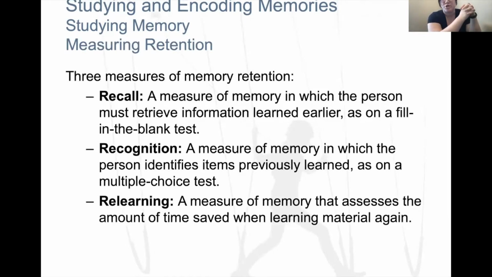So these are the 3 measures of memory retention. Recall, a measure of memory in which a person must retrieve information learned earlier. An example of this is a fill in the blank test. So you have a sentence and you have this one spot that's blank and you fill it in. That is an example of recall. Recognition is a measure of memory in which a person identifies items previously learned. An example of this is a multiple choice test. You have one question, you have 3 answers, and you're able to recognize this one is the answer that is correct. And then relearning, which is a measure of memory that assesses the amount of time saved when we are learning a material again.